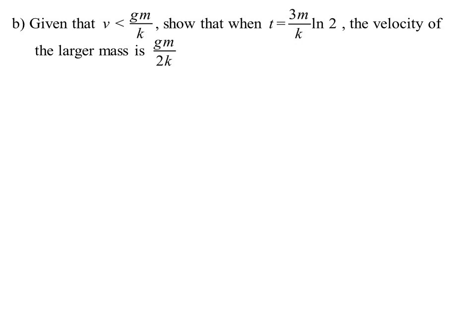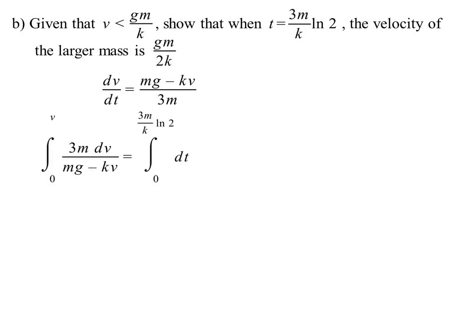Given that the velocity is less than gm on k, show that when t equals 3m on k log 2, the velocity of the larger mass is gm on 2k. That's what we found for acceleration. Separate out those variables.